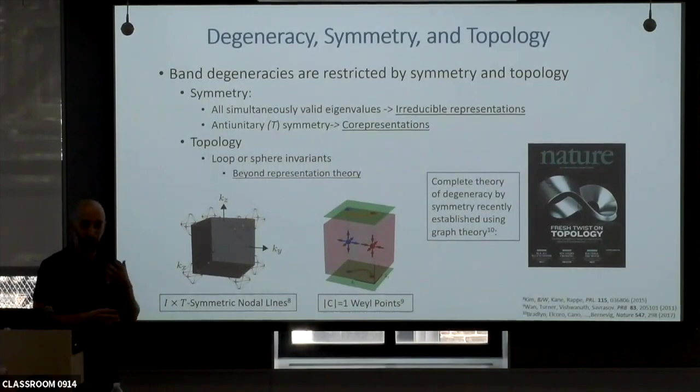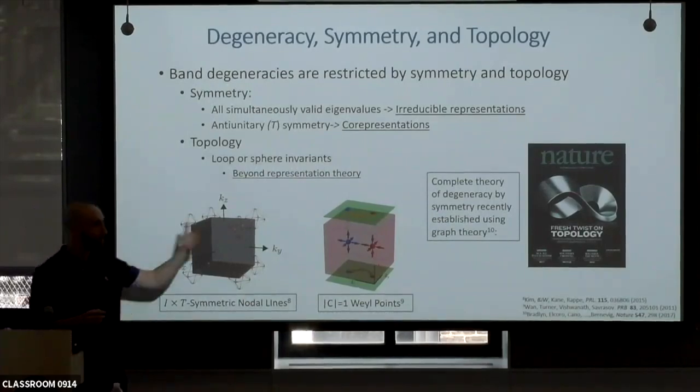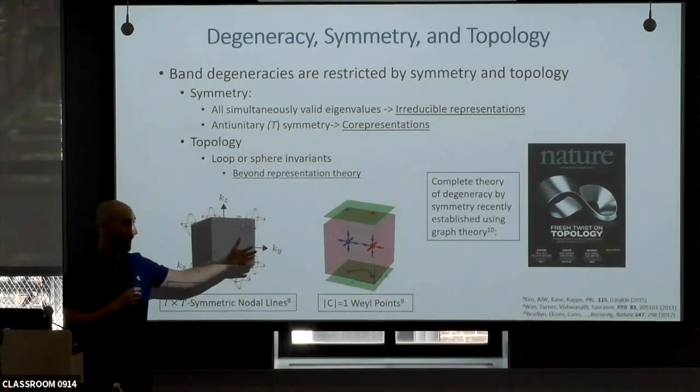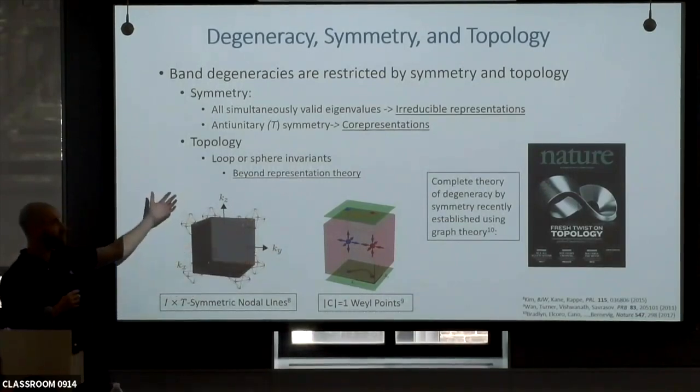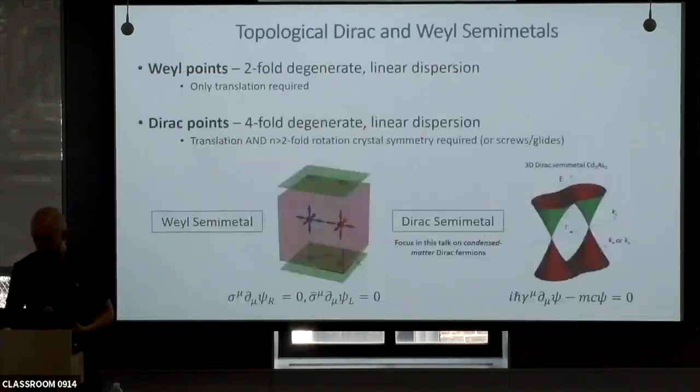So just by some loop or sphere invariant, I can show that I can't open up a gap even though I've reduced the crystal symmetry and all the bands are labeled with the same eigenvalues or lack thereof. And so on the symmetry side, this topological quantum chemistry framework captures everything in the first class. For the second class, you have to do some additional analysis to determine what's going on.